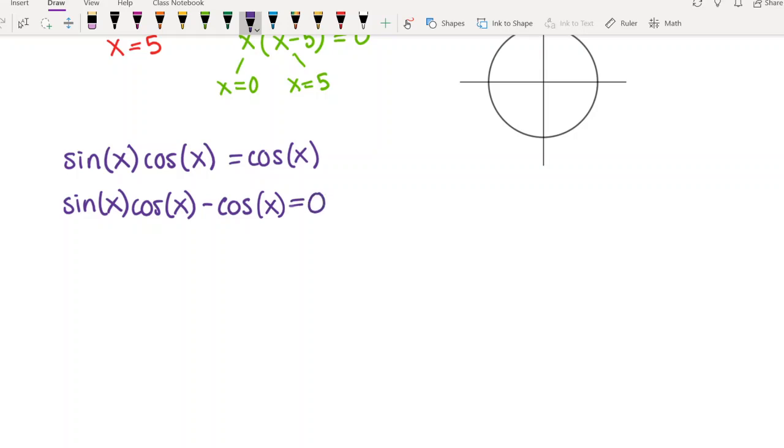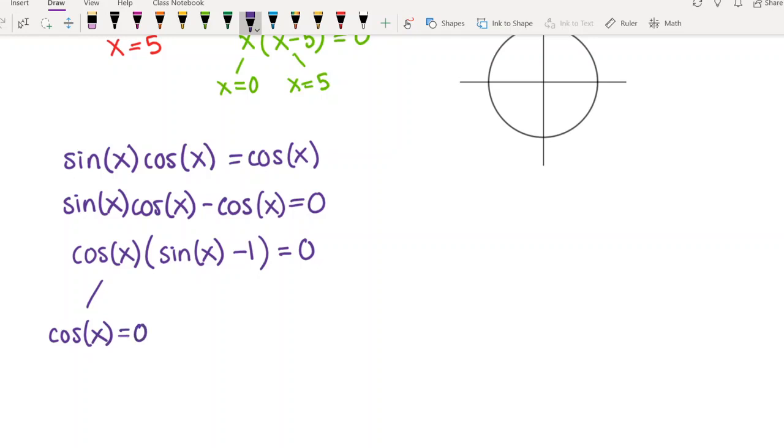Because now we can see what we can factor out from each of these. So what do these have in common? Well, they both have a common factor of cosine of x. So we're left with sine of x minus 1. So this gives us now two possibilities. Either cosine of x is equal to 0, so that's the part that we kind of ignored if we divided both sides by cosine of x. And then we also have the possibility that sine of x minus 1 is equal to 0.